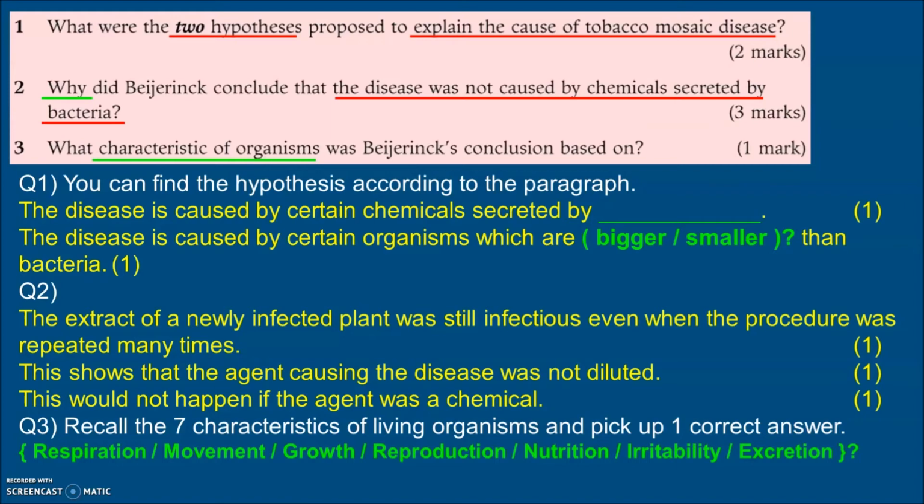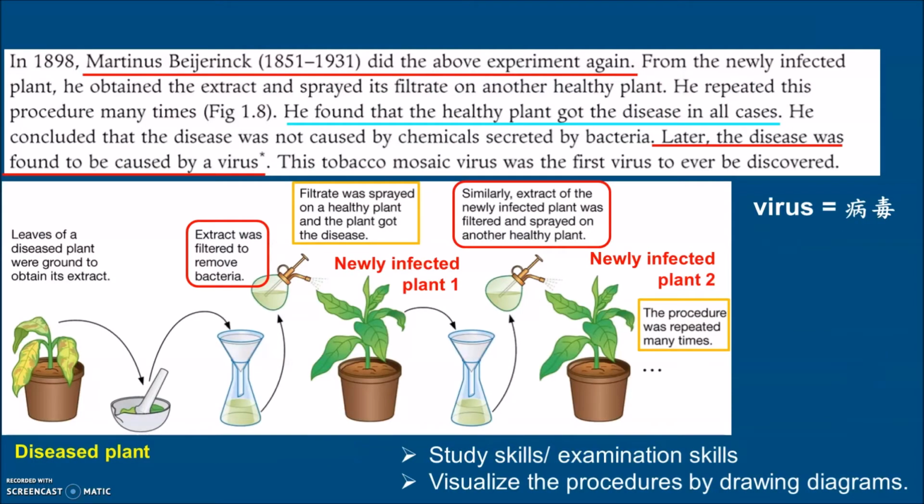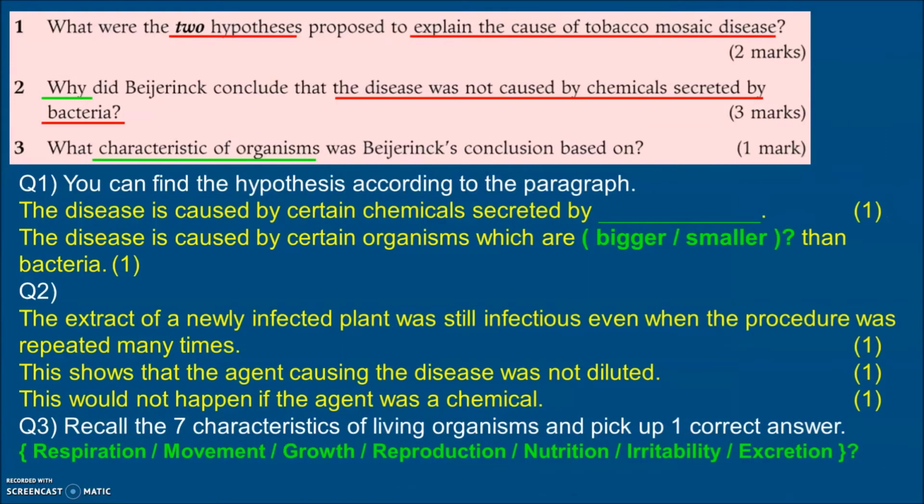So after that we know that the disease is caused by the virus, and we see that if we extract the virus from the diseased plant and then we try to filter it, we cannot do so. So the virus will be sprayed on the healthy plant and infect the plant. And as I said before, if the virus amount is not large enough, it cannot infect the plant. It will not make the plant become diseased. So that's why the virus needs to multiply themselves.